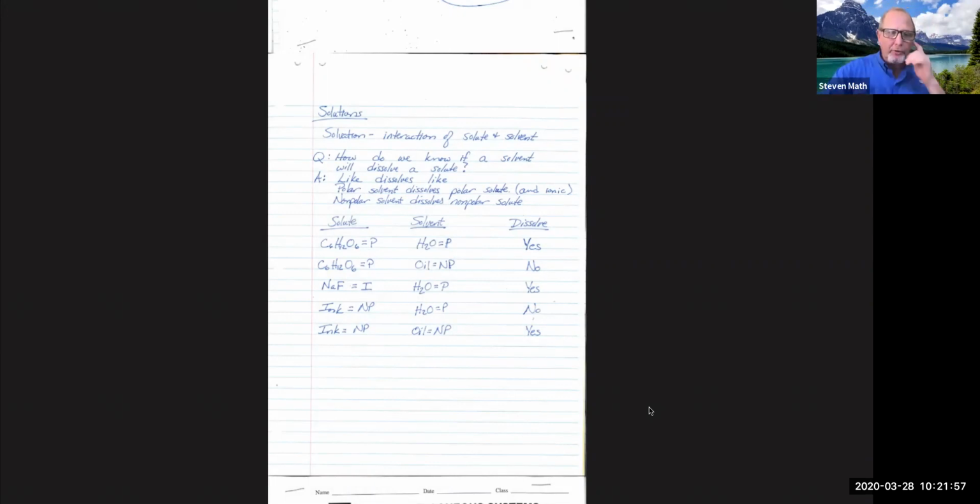And so here are notes on solutions. Solutions have a unique property to them sometimes, and this property is called solvation. Not salvation, but solvation. That solvation is the interaction of a solute and a solvent. And the question is, how do we know if this solvation is going to happen, if a solvent will dissolve a solute? The answer here lies in the type of molecule.